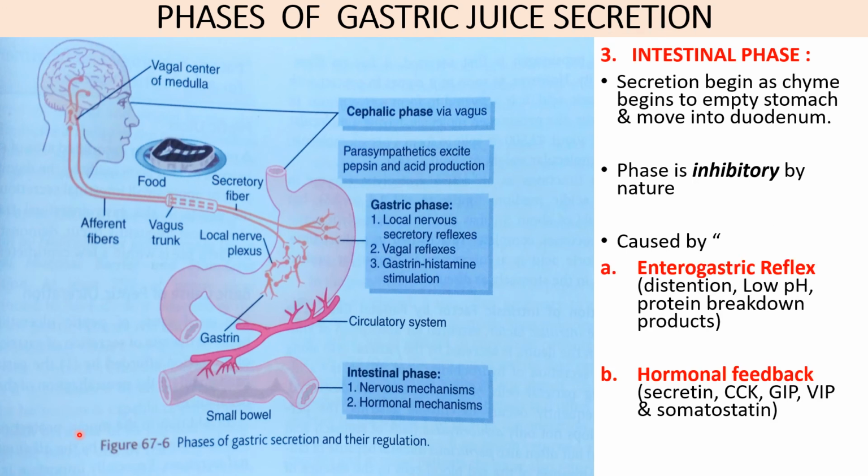The third and last phase is the intestinal phase. In this phase, secretion of certain substances begins as the chyme begins to empty from the stomach and move into the duodenum. This phase is an inhibitory phase that causes inhibition of gastric juice secretion, that is HCl and intrinsic factor, and it causes the release of hormones like secretin, cholecystokinin, GIP, somatostatin, etc.